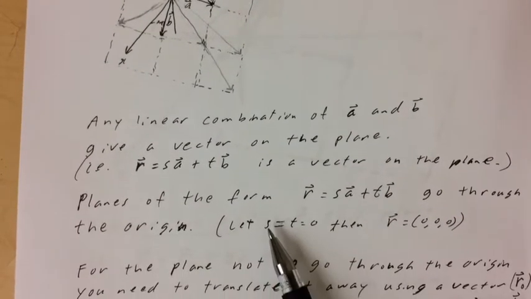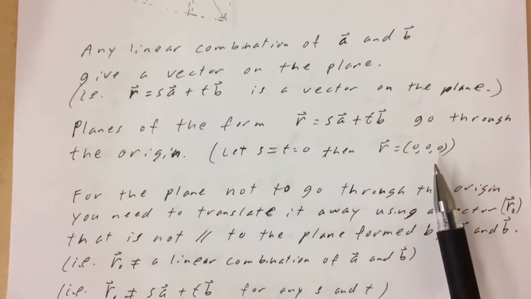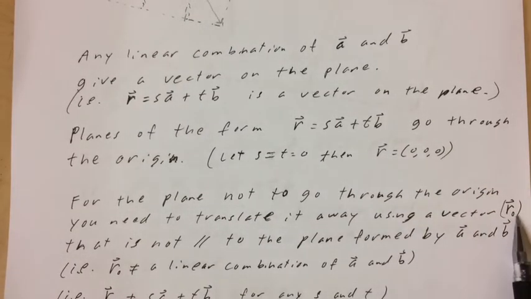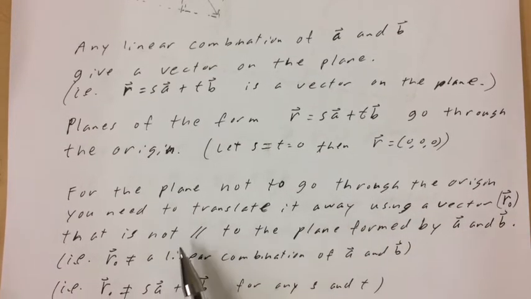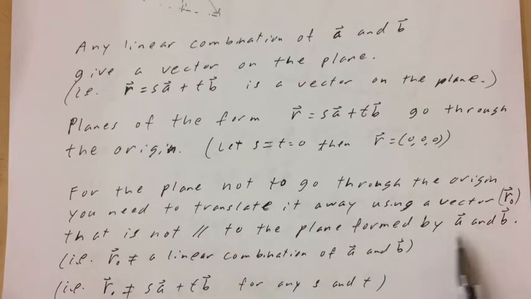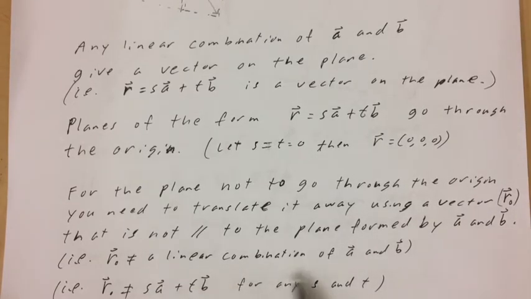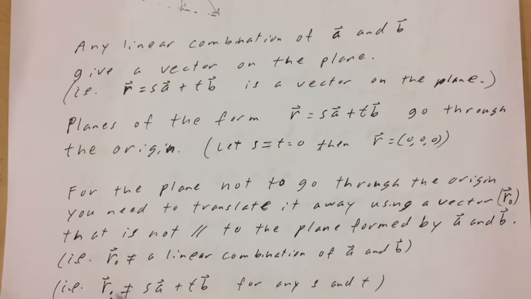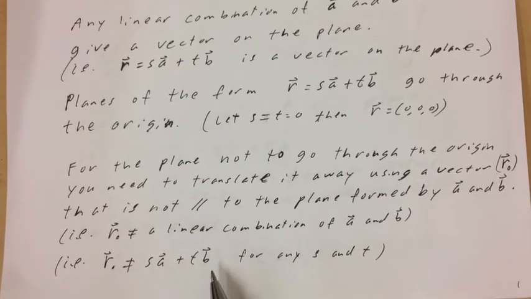Now, for planes that do not go through the origin, you need to translate them away using some vector r0. This vector r0 that translates them away from the origin is not parallel to the plane formed by a and b. So it can't be a linear combination of a and b. If it was parallel to the plane, it would just be translating it along its own plane, which means it still goes through the origin. If it's not a linear combination, then r0 cannot equal sa plus tb for any s and t.